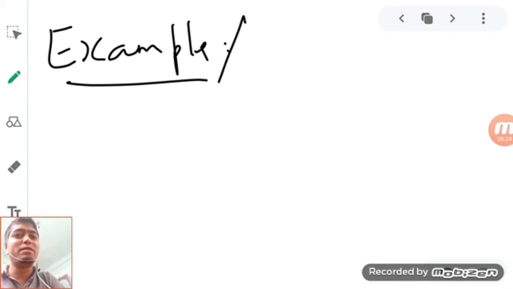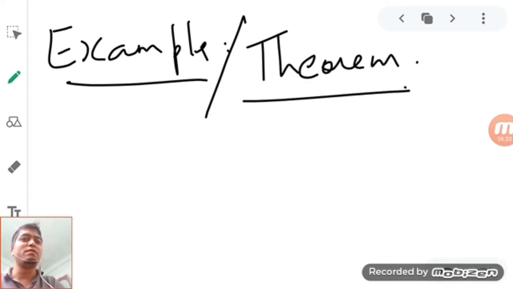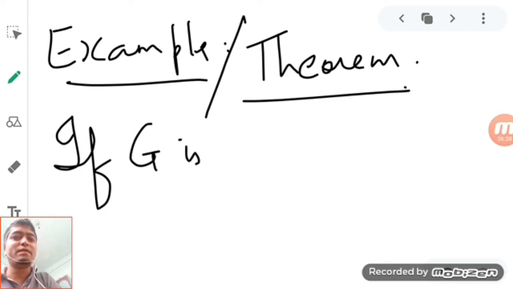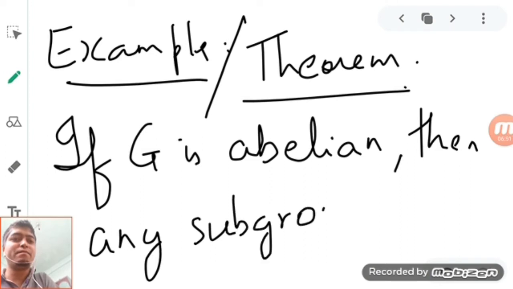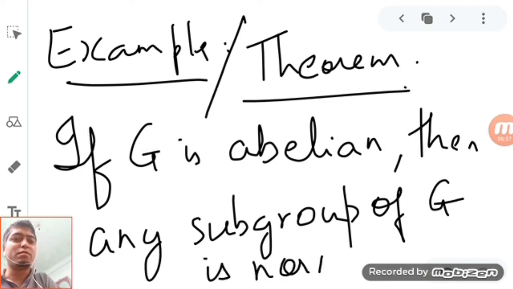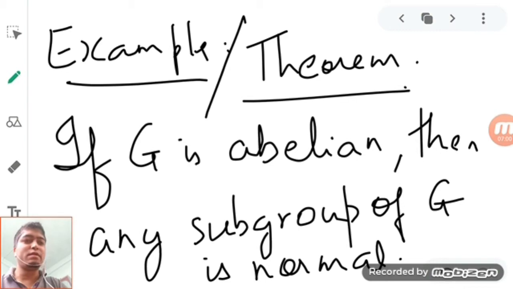Okay, example, or maybe I can even state this one as a theorem. The theorem states that if G is abelian, then any subgroup of G is normal. It's normal in G. All right, so let us try to prove this one.